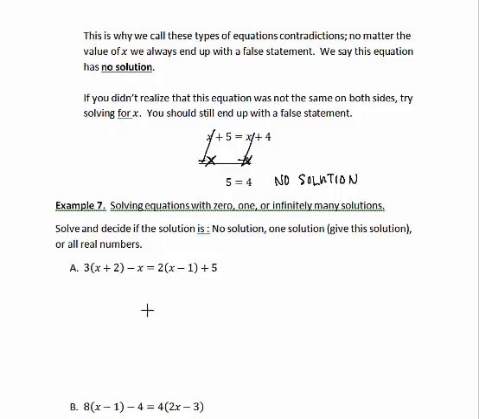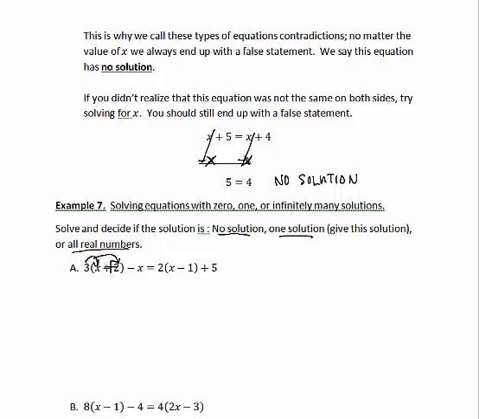Alright, example 7. Solve and decide if the solution is no solution, one solution, or all real numbers. We don't do anything differently than we have before. We are just now aware of two other types of equations, or two other ways to interpret a certain type of result. So we go about this the same way we have been, expecting to get a number for our variable.